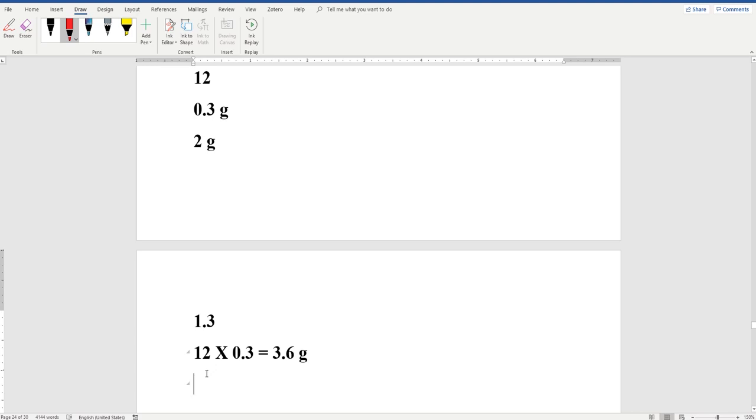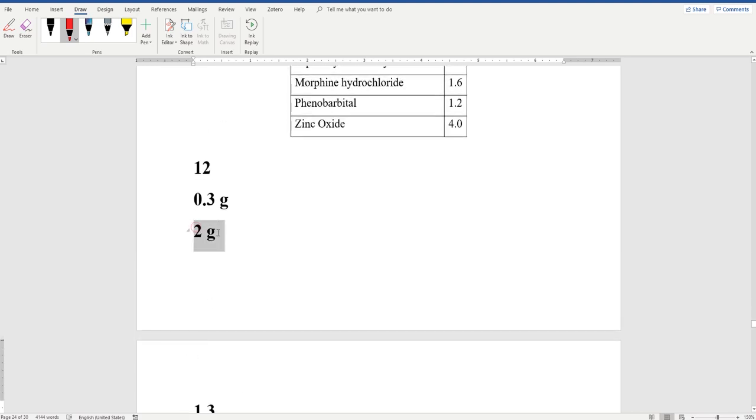Okay. Now, what about the base? Can I say 2 gram multiplied by 12? No, this is wrong. Because the drug, 0.3, will displace a certain weight from the 2 gram. That is, the 0.3 gram of aspirin will remove something from the blank suppository. How much will it remove? Will it take 0.3 gram from the blank? As I already explained, no, this will not happen because both will have different densities.